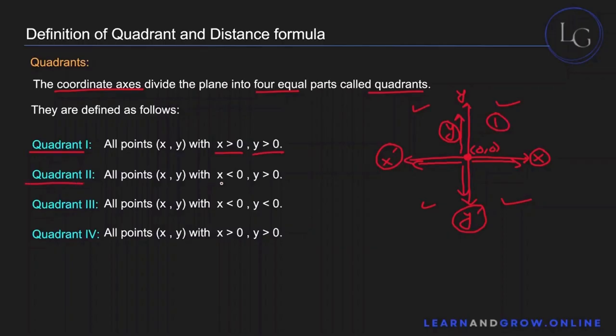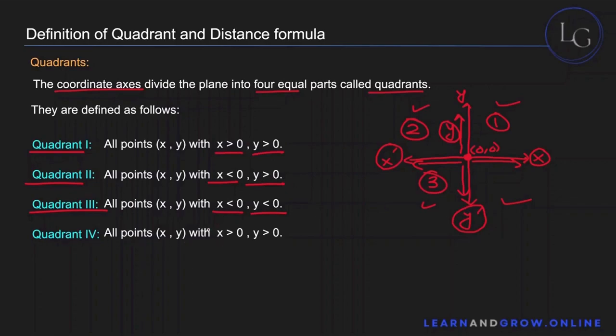Quadrant 2 has negative x values but positive y values, which means positive y values means it is above the origin, and negative x values mean it's to the left of the origin, which means it's this quadrant. Quadrant 3 has negative x values and negative y values. So negative x values means it's to the left of the origin, and negative y values means it's below the origin, which means it's this one.